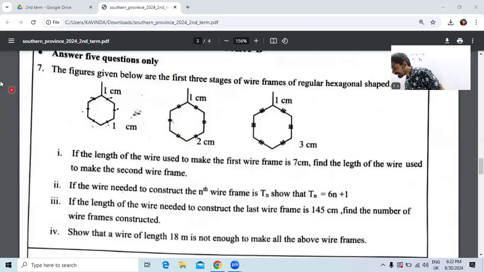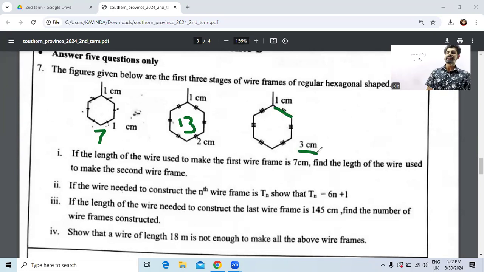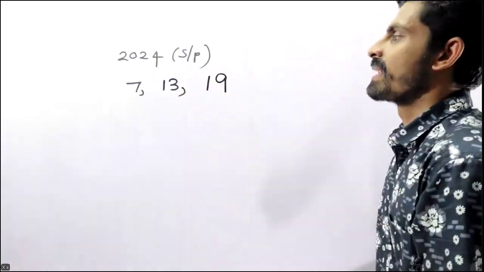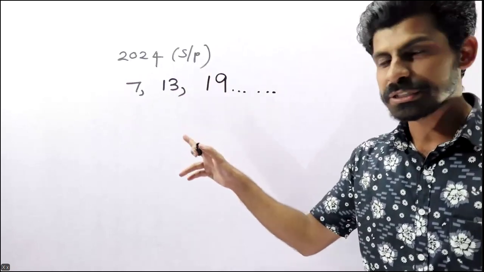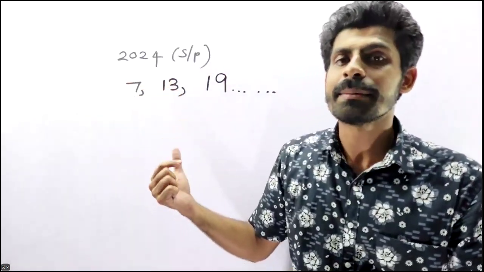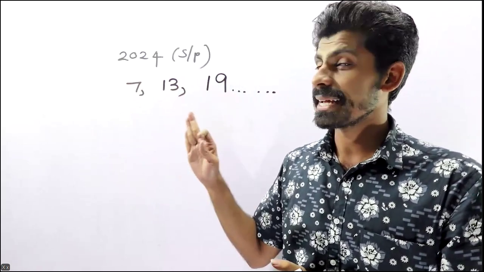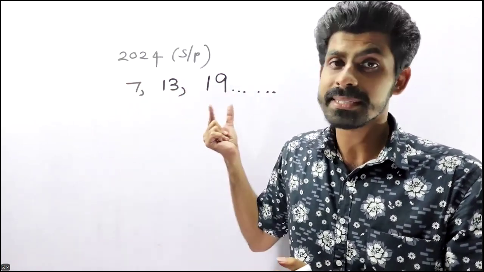Altogether, how many centimeters are there? 7 centimeters, and this one equals 13 centimeters. Now this time, each side equals 3 centimeters. 3, 6, 9, 12, 15, 18 plus 1, 19. So you can clearly see the progression 7, 13, 19. Very good. This is the arithmetic progression.